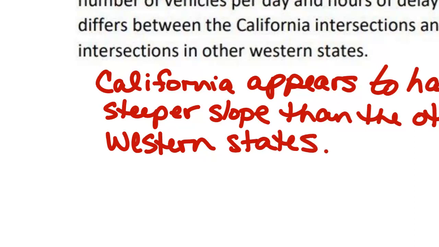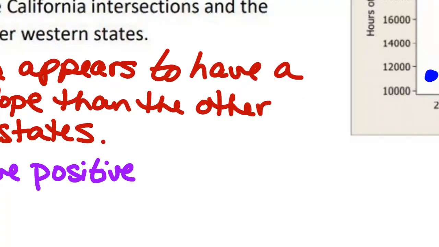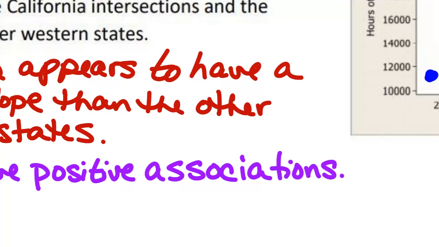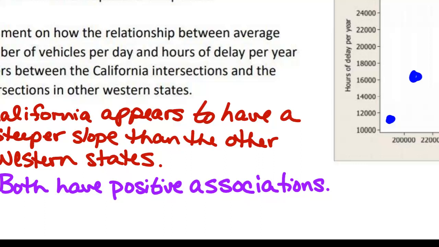What's something else that we could comment on? We commented on slope. They're both positive associations. And in case I haven't made this clear, association, correlation, relationship, those are interchangeable. Those are all synonyms when we're talking about this. What else could we say? Give me anything else that you think we could say about this.